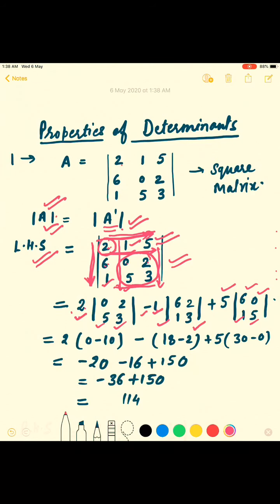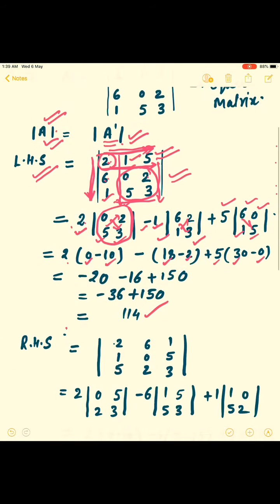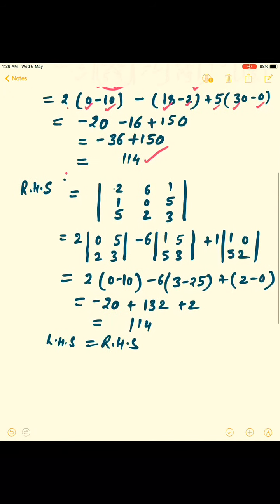Now I'm finding the value of this determinant. This 2 as it is. I'm solving this determinant of second order. First this product 0, then this product 10, this product 18, this product 2, this product 30, this product 0. Now on simplification, I'm getting the answer as 114.